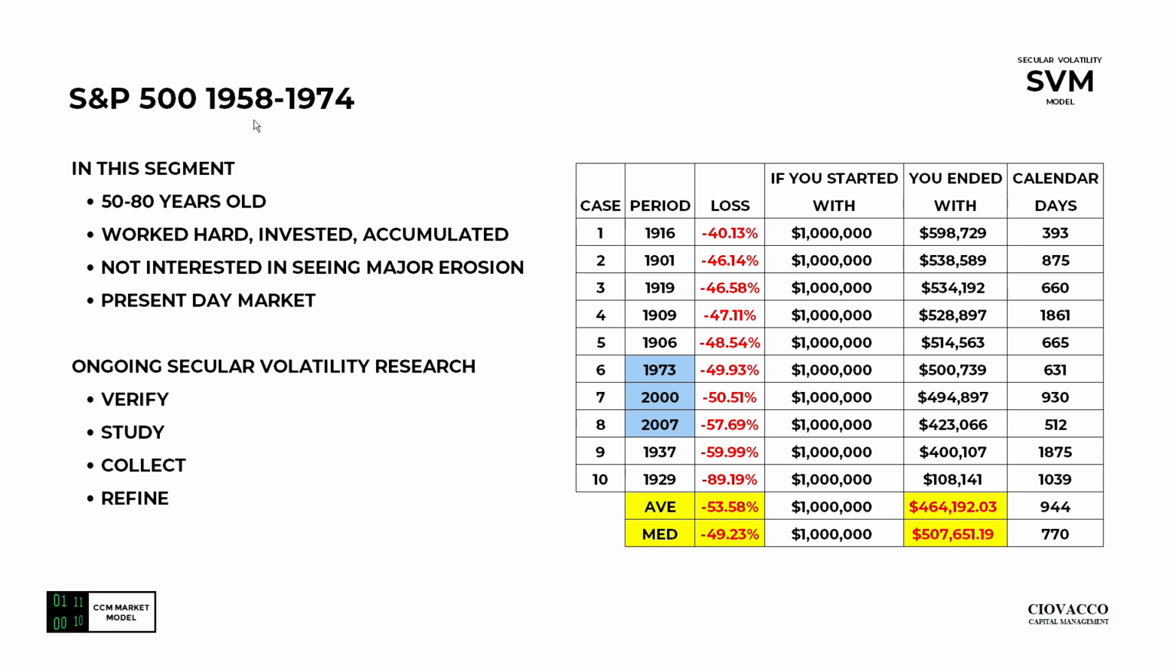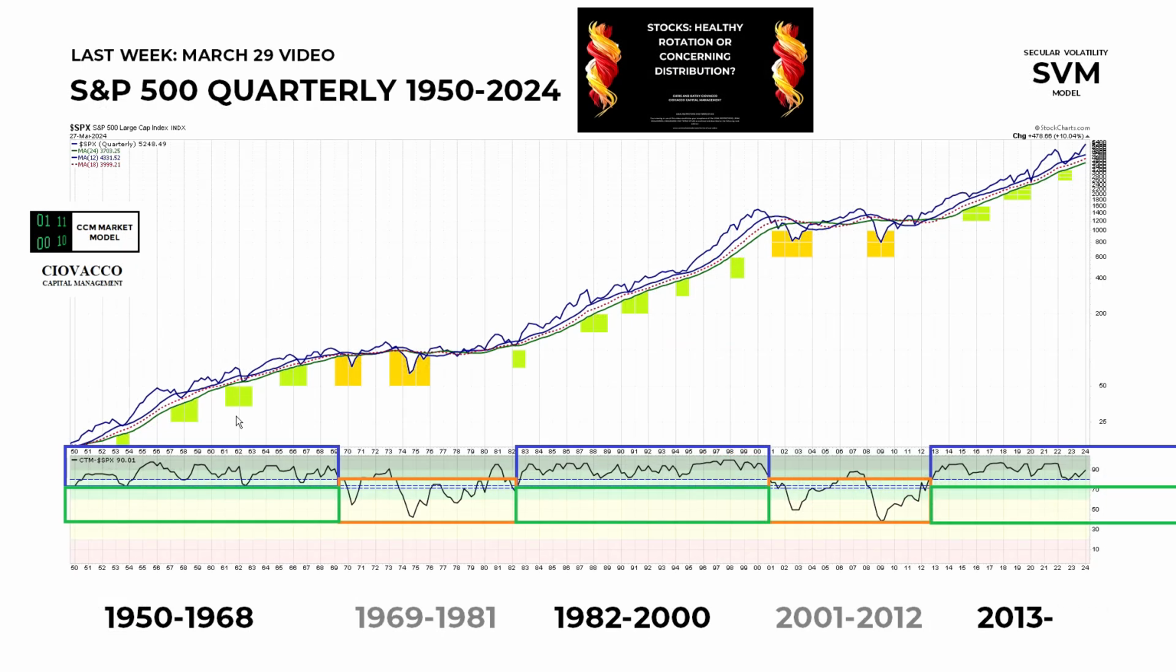And we will also use the 1958 to 1974 window to help explain why we're working so hard and so diligently behind the scenes on this project. And in this segment, it'll also be helpful to keep in mind the topics that we discussed in last week's video. That being, we would manage our portfolio differently and view risks differently in the secular trend windows 1950 to 1968, similar secular trend window 1982 to 2000, and the window in the present day.